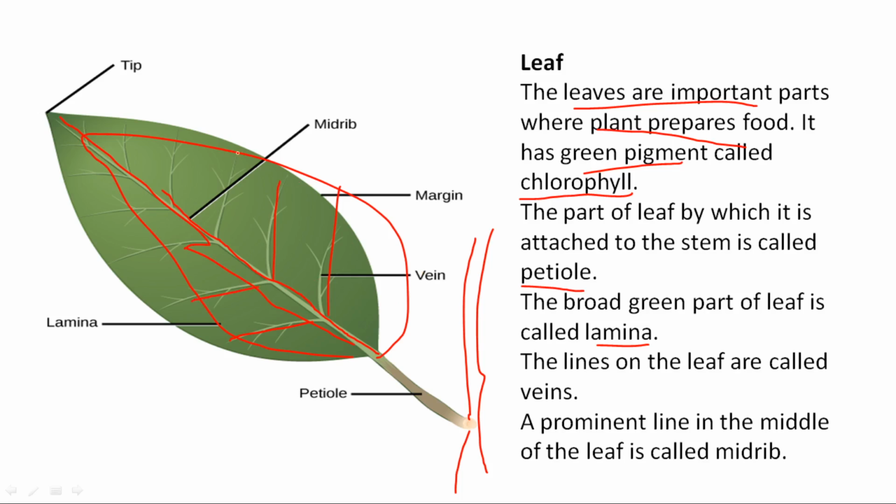And the outer side of leaf is known as margin. Margin means the outer side of the leaf is called margin. And this is tip. Tip means the pointed part. The top part of leaf is tip. So this is about leaf. So leaf has petiole, lamina. This whole green part is lamina. Then midrib in the middle. Then vein is coming out from the midrib. Then it has margin, then it has tip.